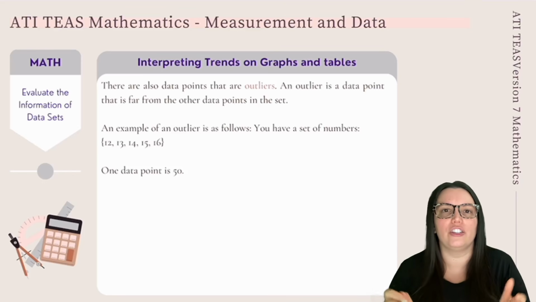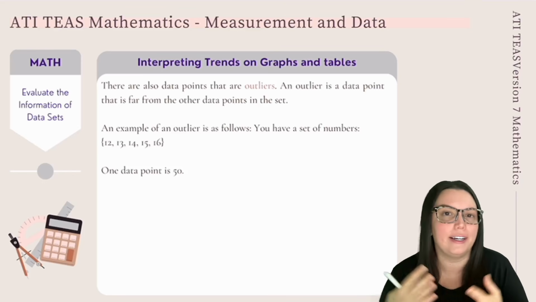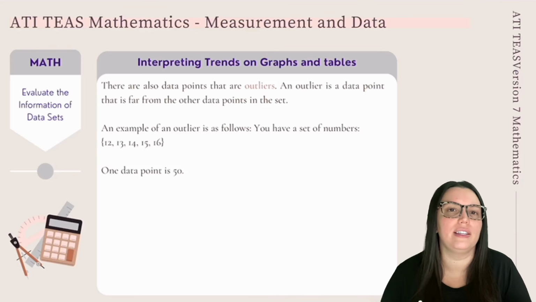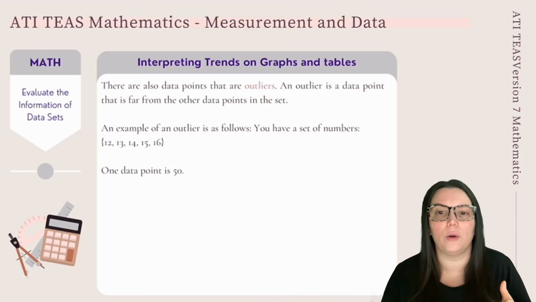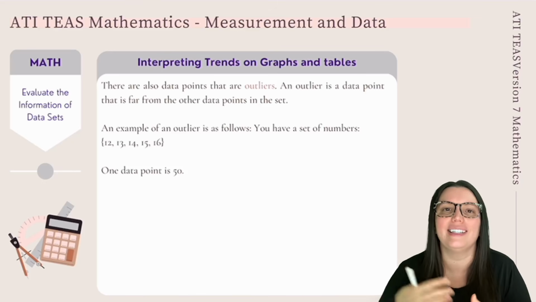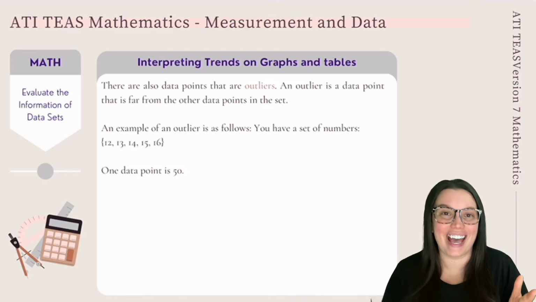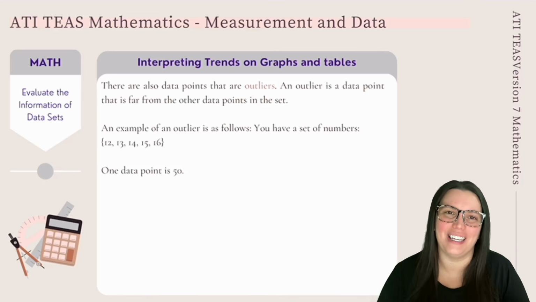So whenever you have questions that are asking what is the outlier of these numbers, it's usually the number that doesn't correlate with the others, right? The other ones are increasing by 1, and then all of a sudden you have this other number that doesn't increase by 1, or doesn't follow that rate of change. That is what your outlier will be.